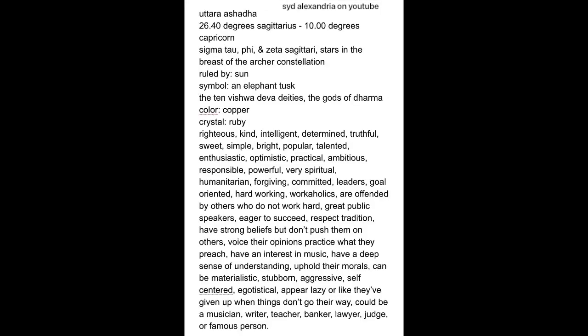Uttara Ashada is from 26 degrees 40 minutes of Sagittarius to 10 degrees of Capricorn. Its stars are Sigma, Tau, Phi, and Zeta Sagittarii in the Sagittarius constellation in the breast of the archer. Its symbol is again the elephant tusk, and if you want to read more about it, you can, but I'm going to say that Uttara Ashada is very righteous. They're kind and intelligent, determined, truthful, sweet, simple, bright, popular, talented, enthusiastic, optimistic, usually practical, ambitious, responsible, powerful, very spiritual and humanitarian.